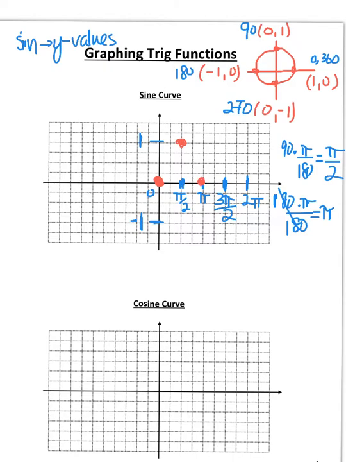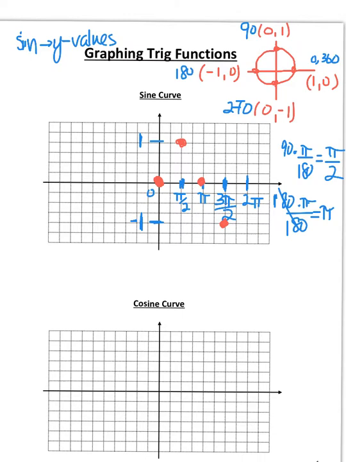We're going to do the same thing again for 270. Here's 270. Go to its y value. Its y value is -1. So that means the sine of 270 is -1. So I'm going to find 270, and I'm going down to -1.